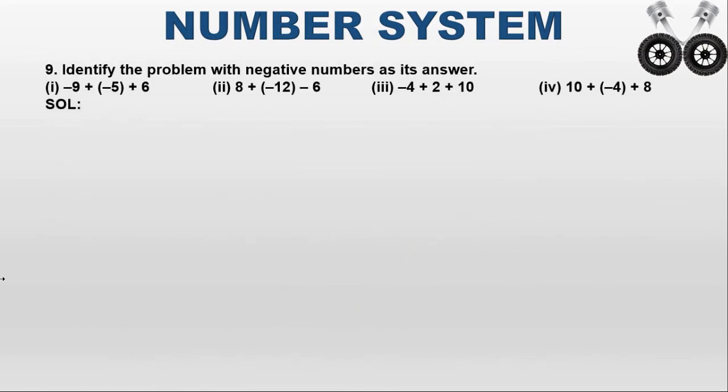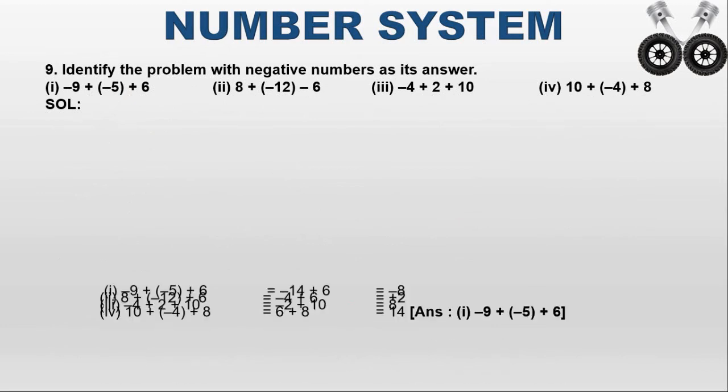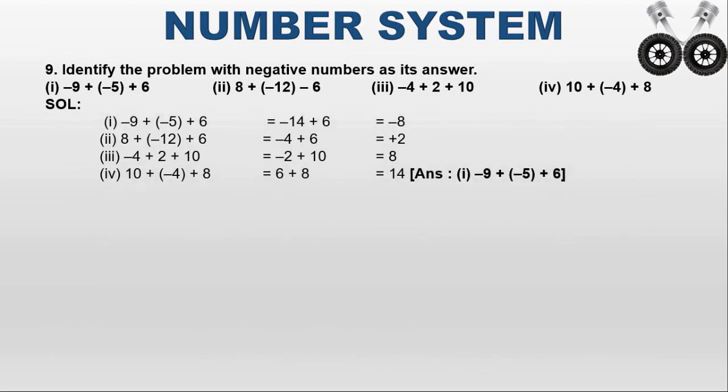What is the next question? Identify the problem with negative numbers as its answer. So we have to find the answer for each and everything. Minus 9 plus minus 5 plus 6. So what is the question? We have to find the negative integer, that is, which problem will have the negative numbers. So minus 9 plus minus 5.